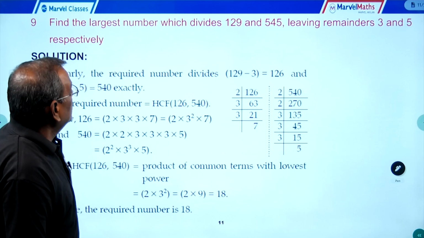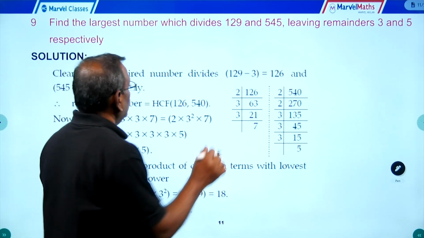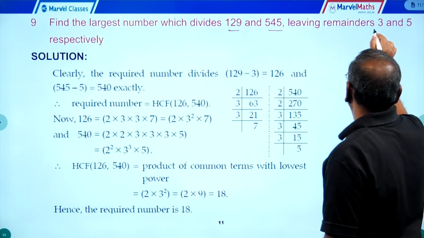Find the largest number which divides 129 and 545, leaving the remainders 3 and 5.